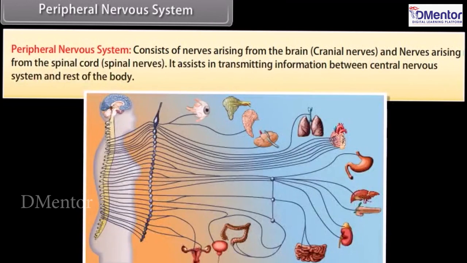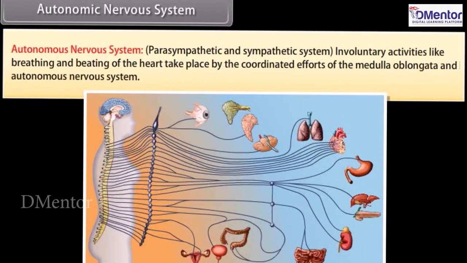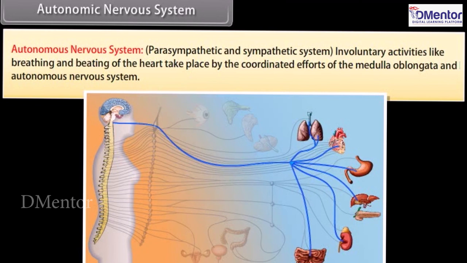Peripheral nervous system. Peripheral nervous system consists of nerves arising from the brain, cranial nerves, and nerves arising from the spinal cord, spinal nerves. It assists in transmitting information between central nervous system and the rest of the body. Autonomic nervous system: parasympathetic and sympathetic system. Involuntary activities like breathing and beating of heart take place by the coordinated efforts of the medulla oblongata and autonomic nervous system.